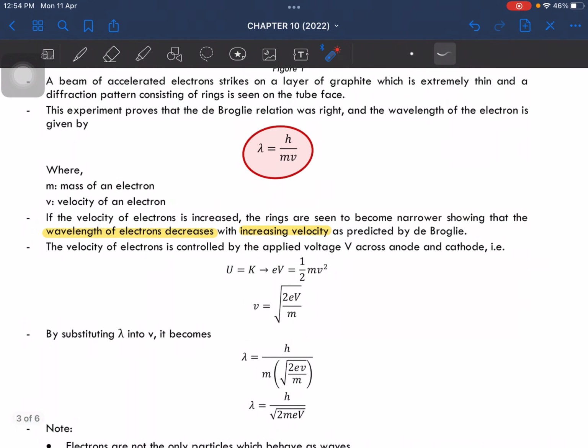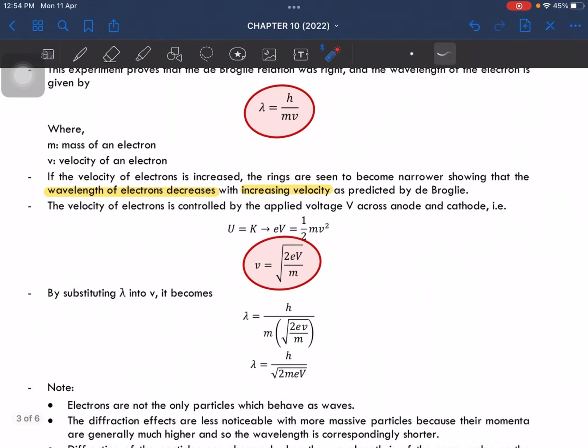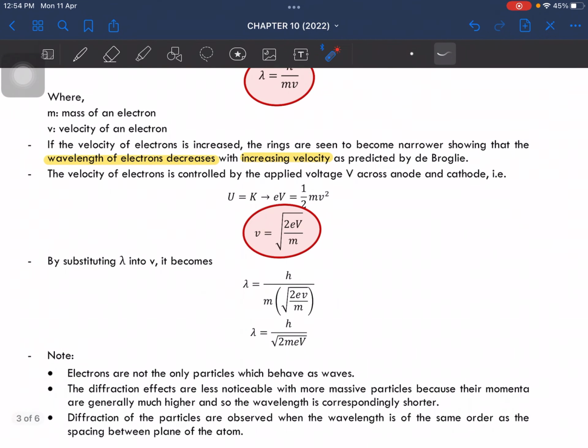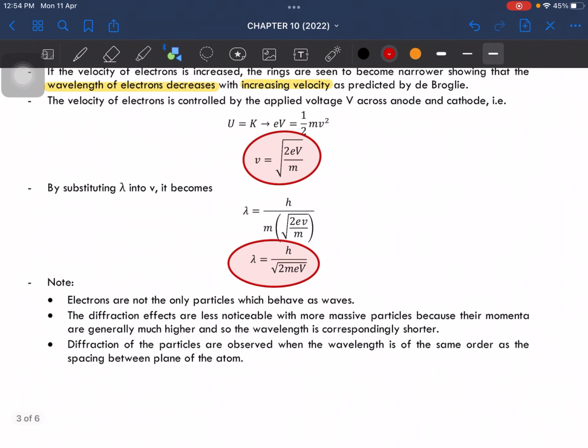The equation to calculate the speed of the electron is shown here. So if we substitute lambda into V here, it will then become this equation here. So if they ask you about the voltage, you can then use this equation. If they ask you about the speed, you can use this equation.